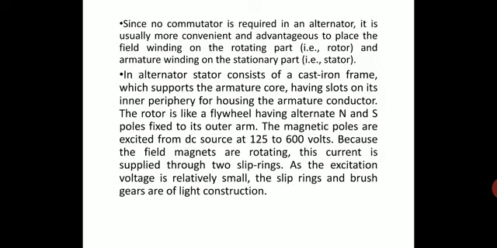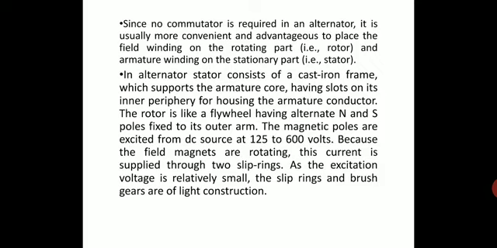Since in an alternator no commutator is required, it is usually more convenient and advantageous to place the field winding on the rotating part and the armature winding on the stationary part. In an alternator, the stator consists of a cast iron frame whose function is only to support the armature core, but in a DC machine, the function of the frame is to hold the armature core and also to carry the magnetic field.